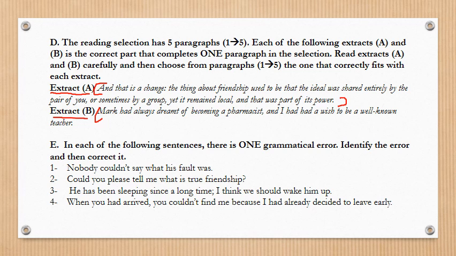Let's read the first one, and that is a change. The thing about friendship used to be that the ideal was shared entirely by the pair of you, or sometimes by a group, yet it remained local, and that was part of its power. When he was discussing the importance of friendship. Extract B: Mark had always dreamt of becoming a pharmacist, and I had had a wish to be a well-known teacher. Okay, how do you figure those out?